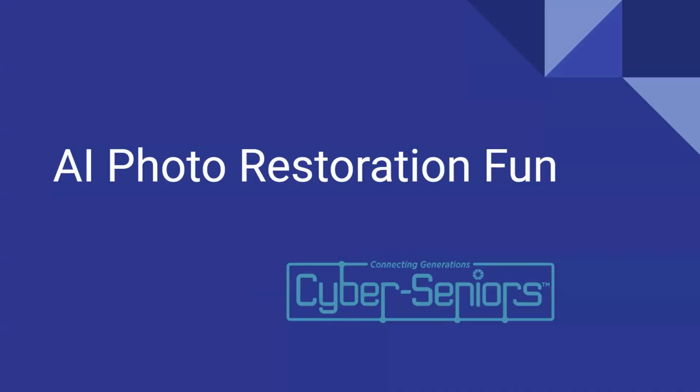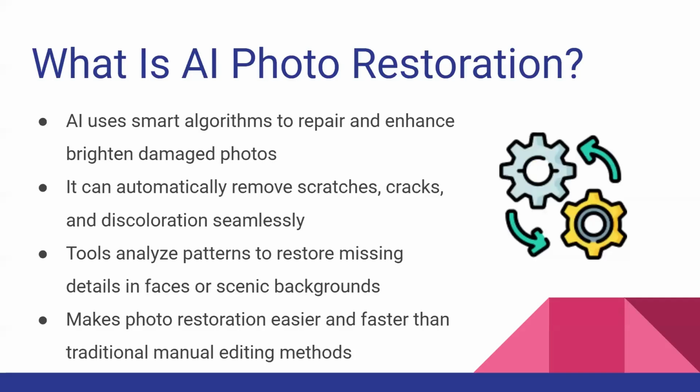AI photo restoration. So what is it? Basically, AI can be used to repair, enhance, and brighten damaged photos. It can automatically remove scratches, discoloration, and cracks, as well as restore missing details or background parts. It makes photo restoration a lot easier and faster than manually going through it.